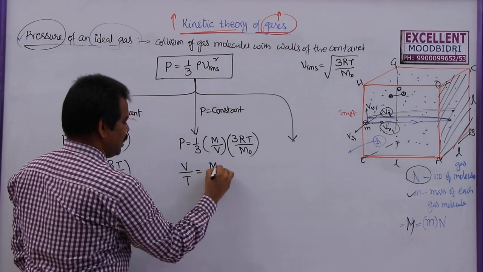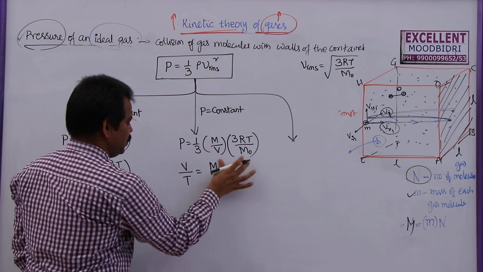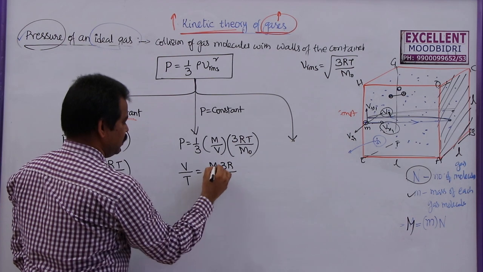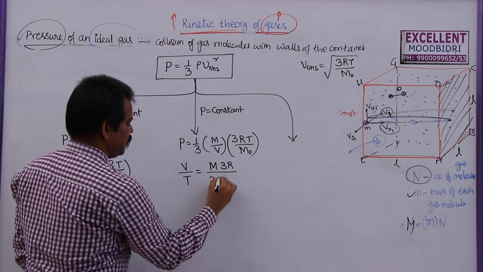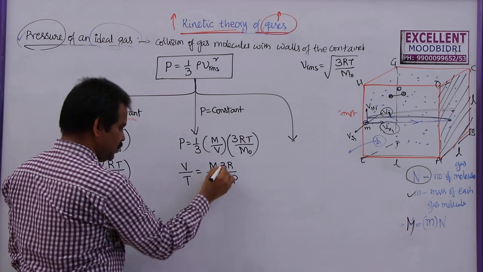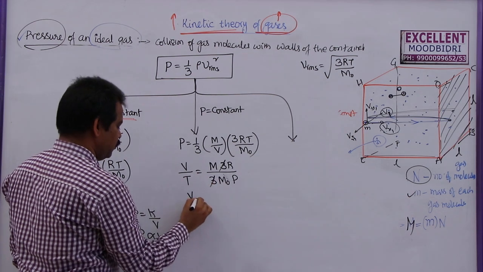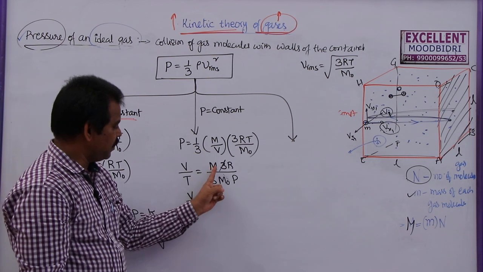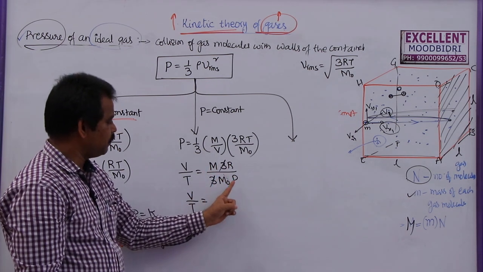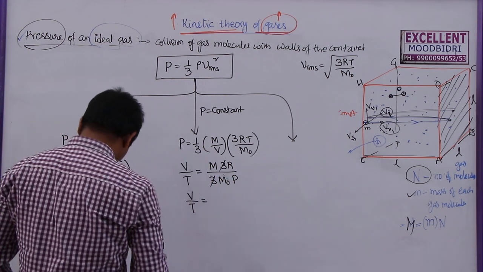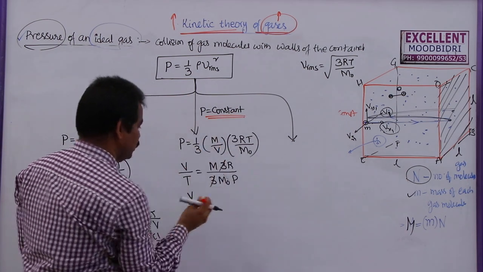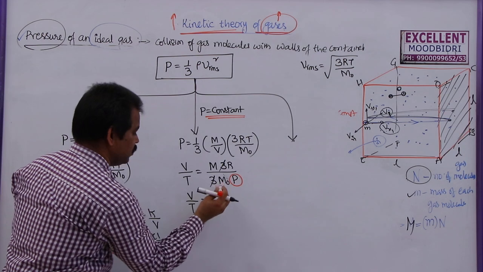The other terms are the mass of the gas, 3R by 3 m naught, P. Here the 3s get cancelled. V by T is equal to... What are the terms on the right side? M, R, m naught and P. As I said, the pressure P is constant here. This pressure is constant. So this is constant.